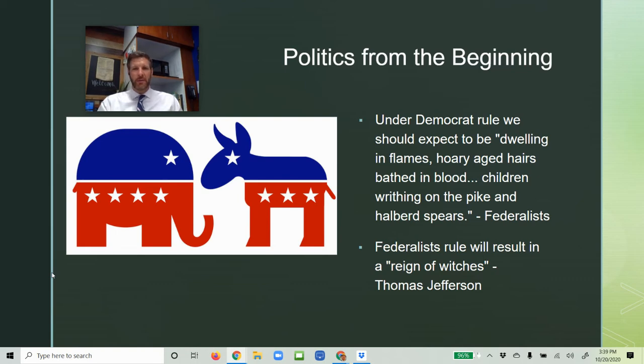The Federalists, how they painted their opponents: Under Democrat rule, we should expect to be dwelling in flames, hoary aged hairs bathed in blood, children writhing on the pike and halberd spears. That's how they depicted what would happen if the Democratic Republican candidate won during the first election. Then Thomas Jefferson, responding back to the Federalists, said their rule would result in a reign of witches. So the rhetoric, the fear, even the violence at times is nothing new. And again, it's always good to put what's going on in our current situation in perspective.